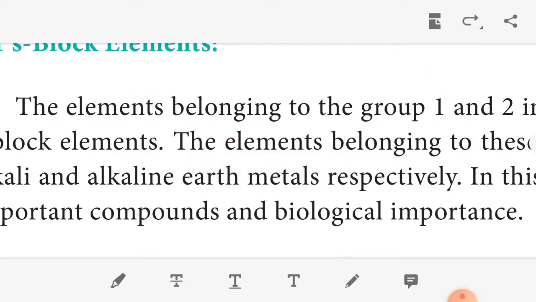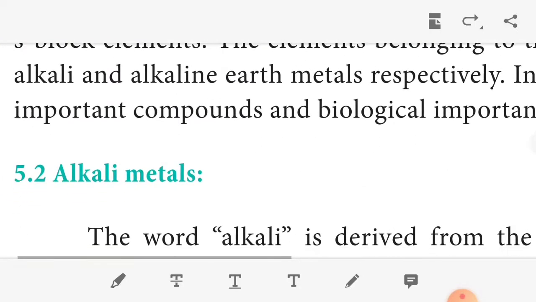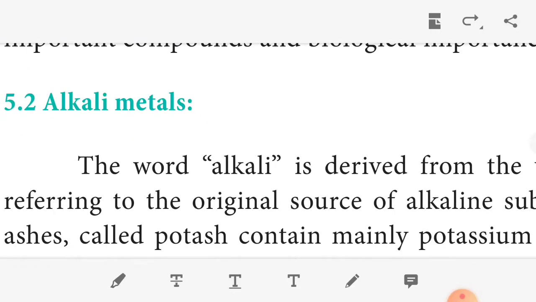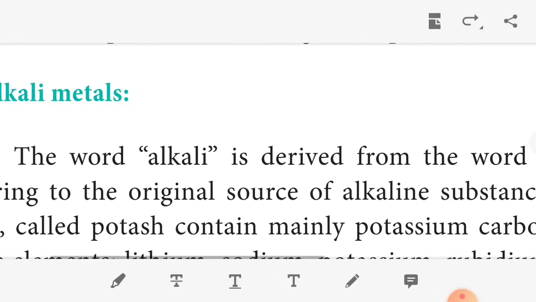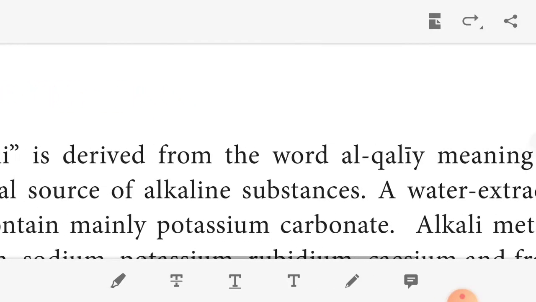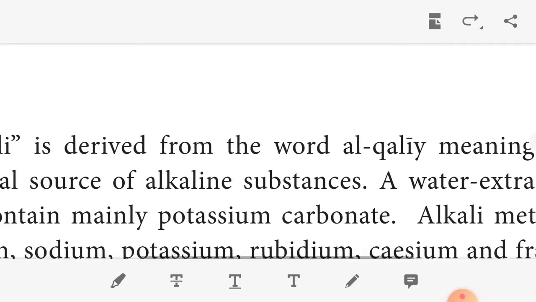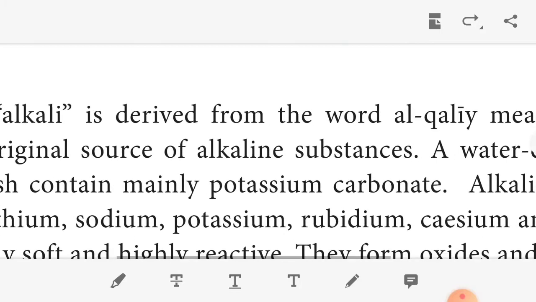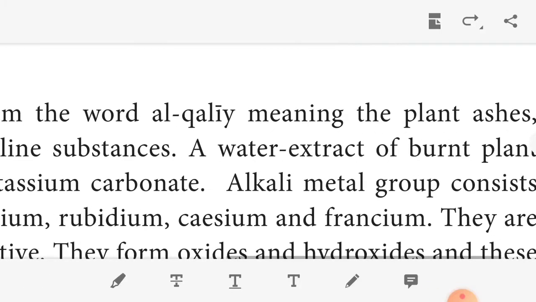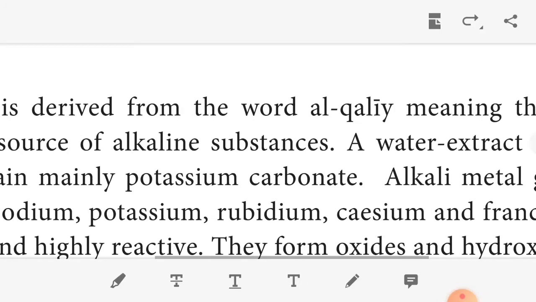In this unit, we study their properties, uses, important compounds and biological importance. First, we discuss alkali metals. The word alkali is derived from the Arabic word meaning plant ashes, referring to the original source of an alkaline substance. A water extract of burnt plant ashes called potash contains mainly potassium carbonate.